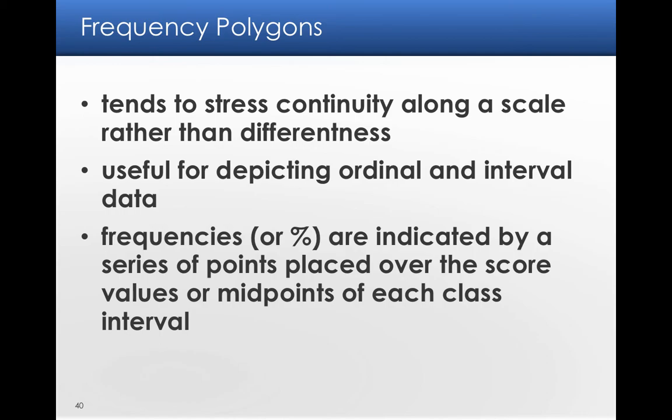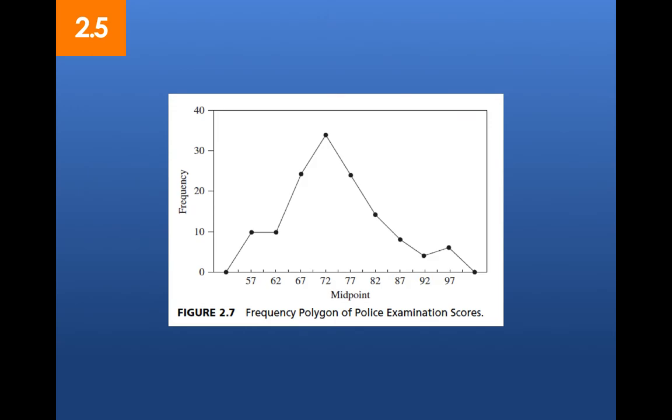We can also use frequency polygons. They stress continuity along a scale, and we use them for depicting ordinal and interval level data. So here's an example. We have police scores, and we're plotting the scores and then just drawing lines between them. We're playing connect the dots.